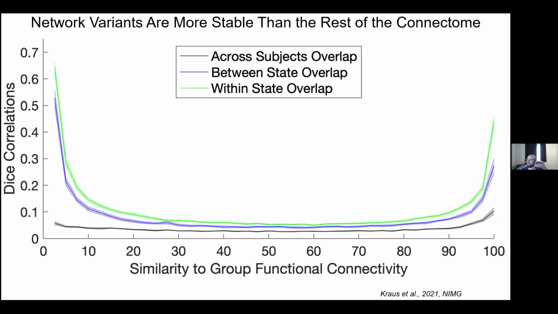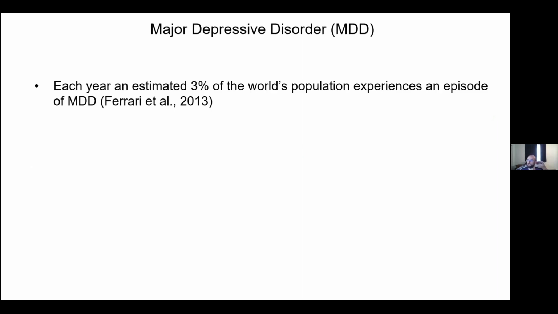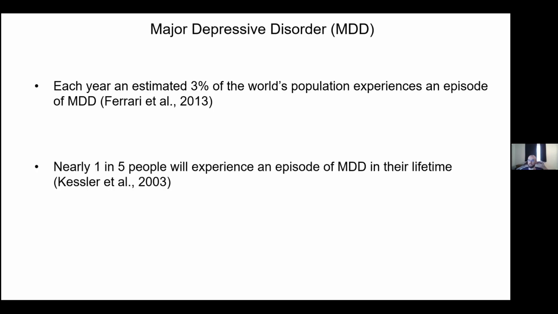Okay. Sorry, I've got to skip back through here. All right. So now I'm going to talk about some evidence for possible clinical relevance of network variance. I'm going to start off by taking a brief foray into major depressive disorder. Each year, an estimated 3% of the world's population experiences an episode of major depressive disorder, and nearly 1 in 5 people will experience an episode of MDD in their lifetime.